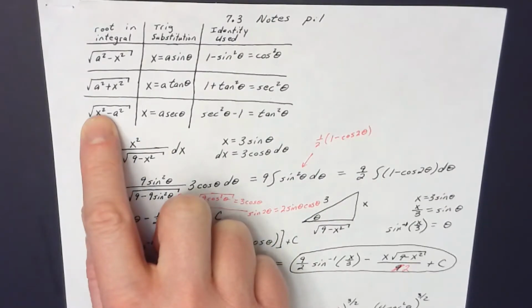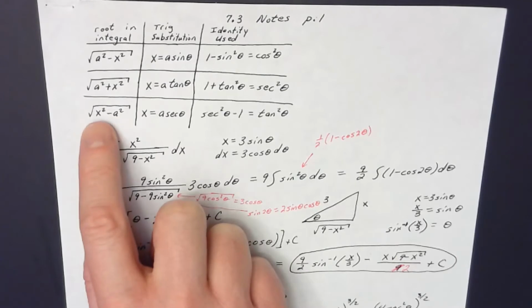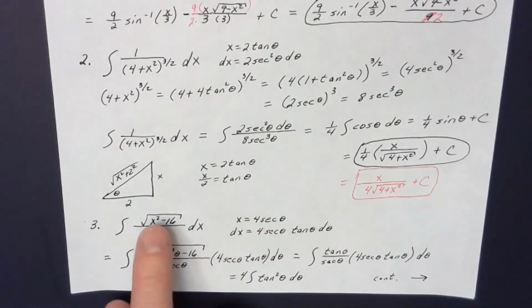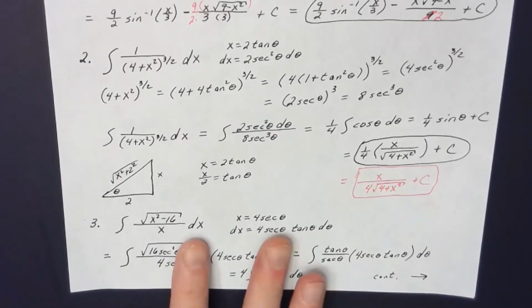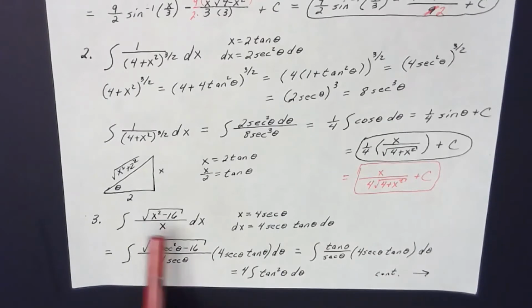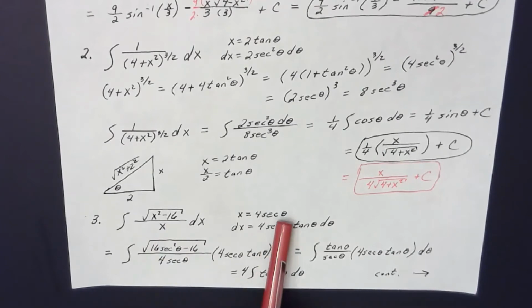Before I even show you this problem, you should be thinking, okay, every time we do a secant substitution, it's going to be because we have x squared minus a squared in there. Well, notice my problem for number 3, I have the square root of x squared minus 16 all over x, and I'm trying to integrate that with respect to x. The instant I see that x squared minus 16, I should be thinking, well, okay, that's x squared minus a squared, where a is 4. So I will let x equal 4 secant theta.